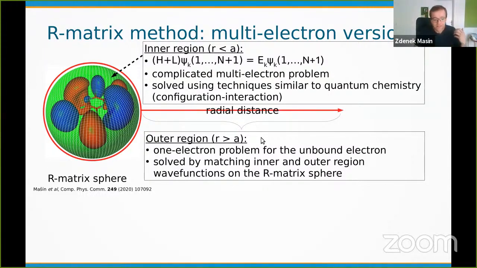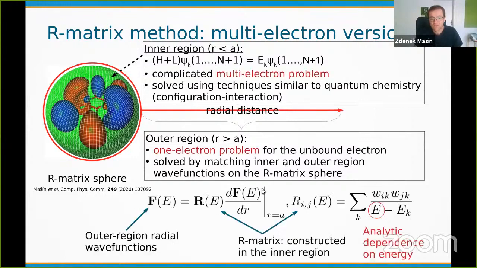So we can imagine this process as just one particle, the electron, feeling some effective potential representing the molecule. So it's a one-electron problem for an electron moving in some non-spherical potential. And we solve the whole problem by matching the inner and the outer region by the R matrix condition. In the case of a multi-electron, multi-channel problem, the R becomes really a matrix, but it still has the same analytic dependence on energy, which is important to keep in mind.